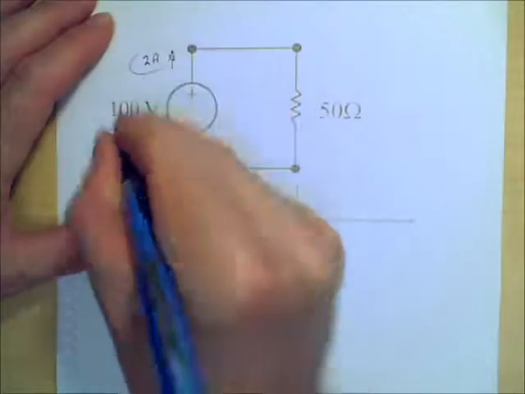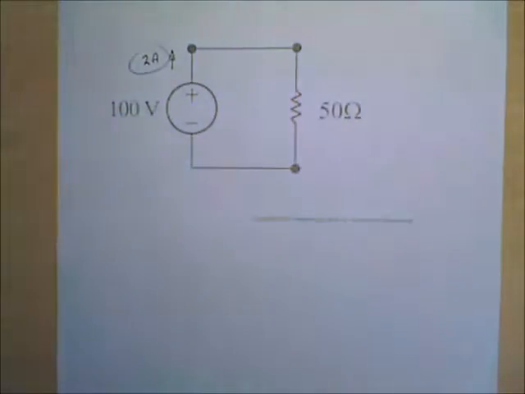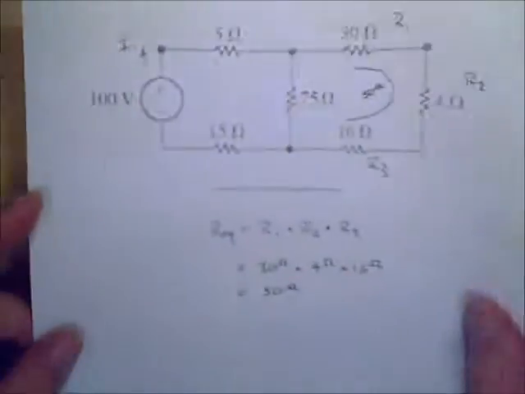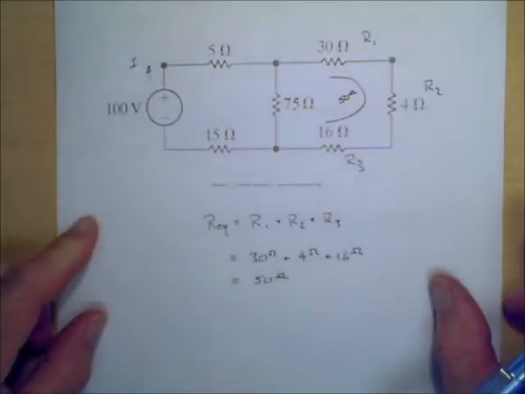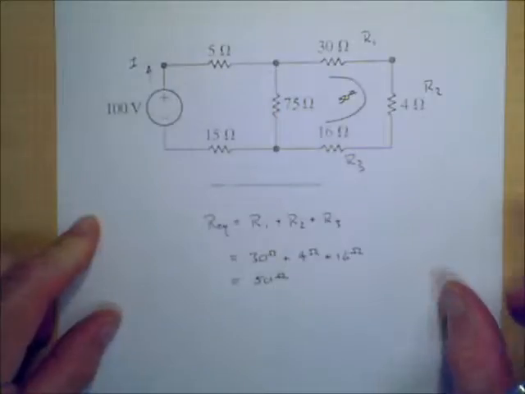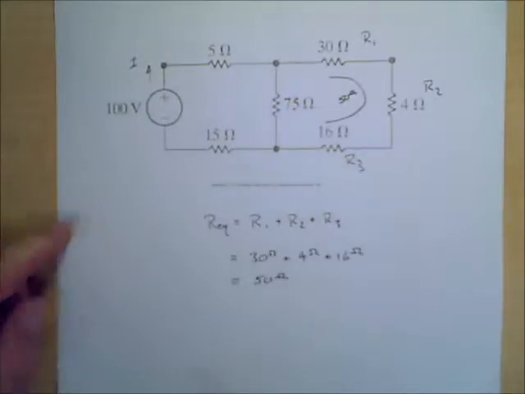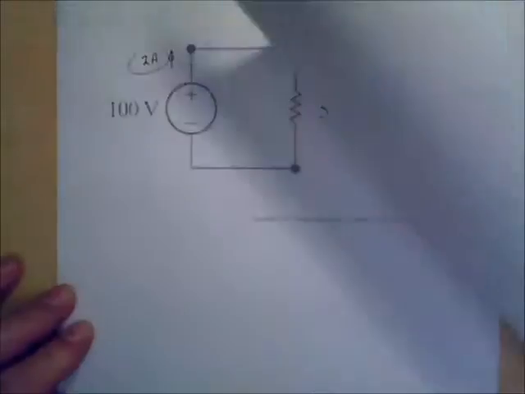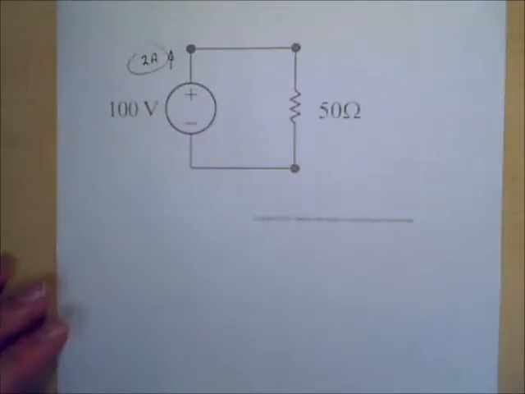And so we've solved for our current in our voltage source by using a method called resistance reduction. We have taken each of the resistors from our original circuit, and we've reduced them gradually to one single equivalent resistance, and from there we were able to determine the current that we're interested in.